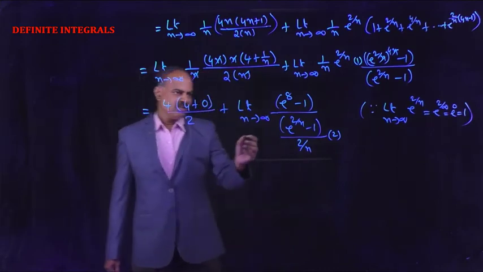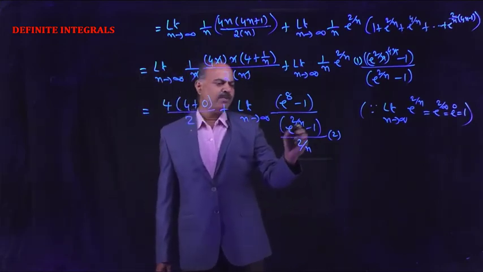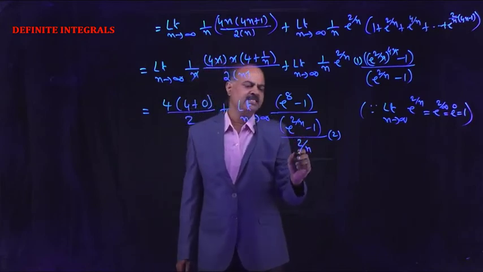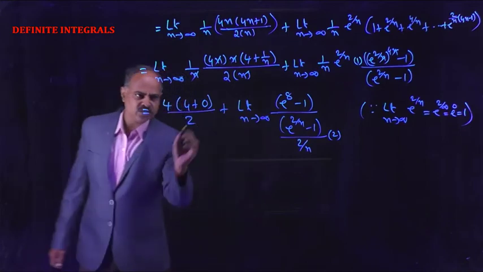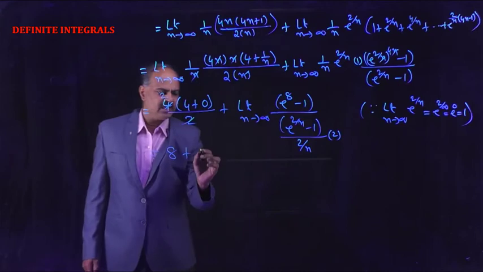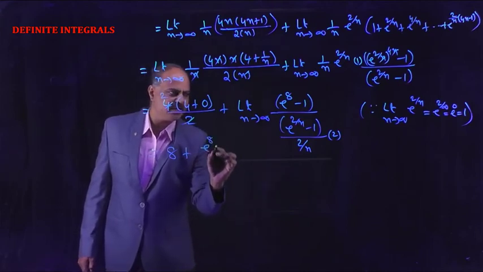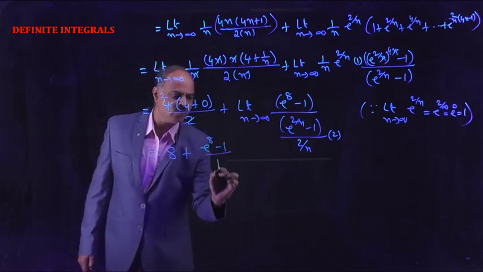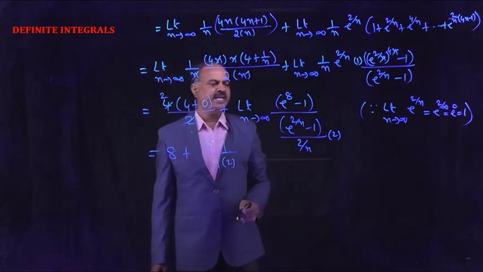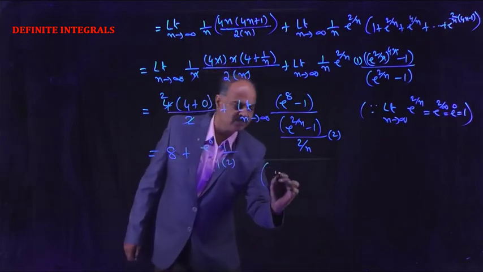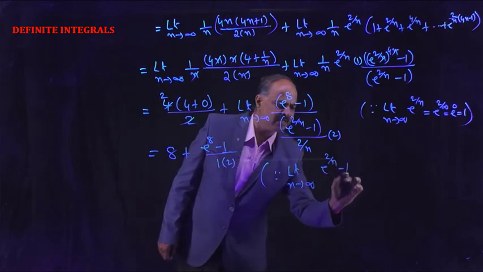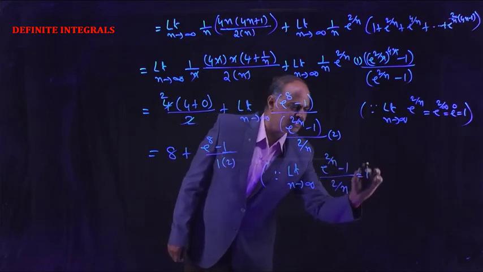Now this is of the form the limit as x tends to 0 of (e^x − 1)/x, that is 1. Now this is equal to 2 times 4, that is 8, plus (e^8 − 1)/1 times, here, 2. Since the limit as n tends to infinity of (e^(2/n) − 1)/(2/n) equals 1.